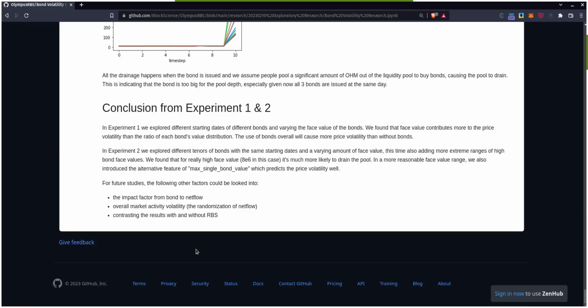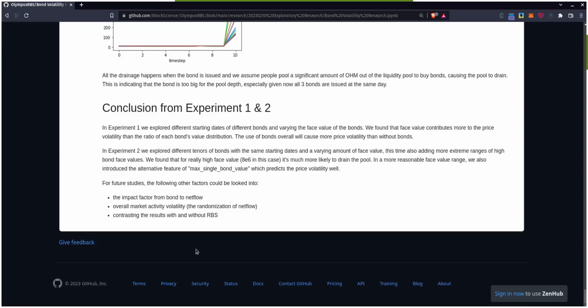First is the impact factor from bond to net flow. Here we're assuming a single parameter of how people are pulling OHM from the pool to buy bonds, and then when the bond expires, a certain ratio of that amount will go back to the liquidity pool. And these are extremely simplistic assumptions that can be substantiated in the future.